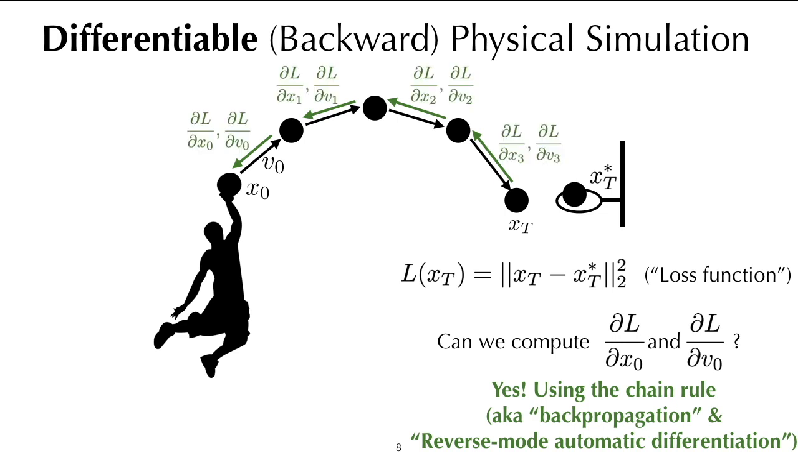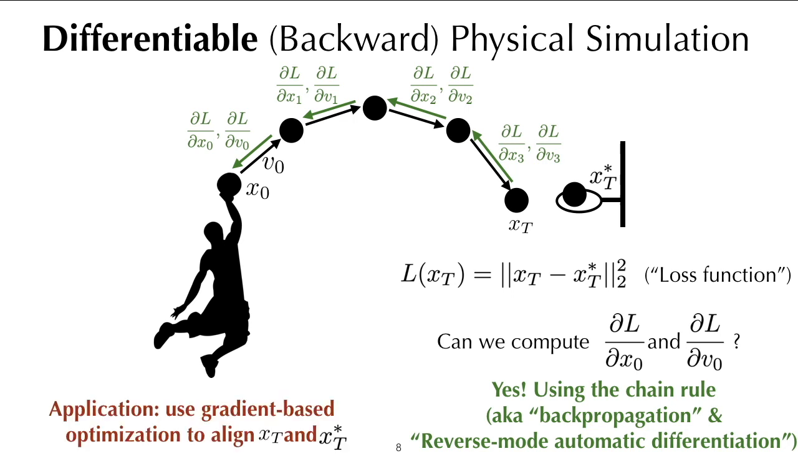And by doing this, you can just accumulate the gradients all the way back from the final state to the initial state. And then one important application is to use the gradient to do some optimization so that you can somehow align x_t and x_t star. Basically, that means moving the basketball into the basket.